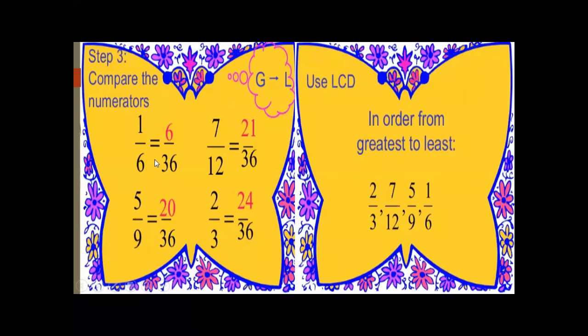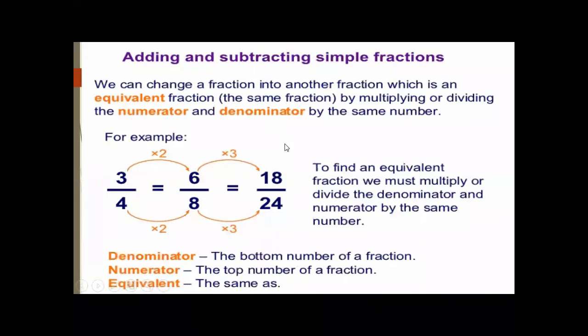Same means what? First we take the LCM of 6, 9, 12 and 3. We got LCM 36. So we made our denominator the same by multiplying with a number. Adding and subtracting simple fractions is very easy. How can we change a fraction into an equivalent fraction? The same fraction by multiplying or dividing the numerator and denominator by the same number. Whatever we did in the equivalent fraction, we will do the same here.